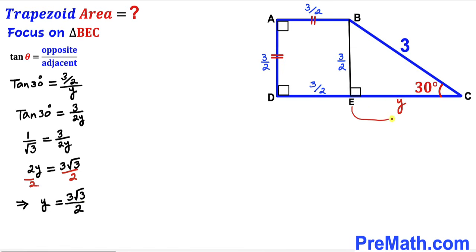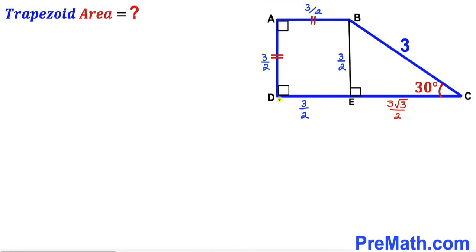So this y value, which is our EC length, is 3 times square root of 3 divided by 2. Our DE segment length is 3 divided by 2, whereas our EC segment length is 3 times square root of 3 divided by 2. So our whole CD length is going to be equal to the sum of these two individual lengths. I can write down 3 divided by 2 plus 3 times square root of 3 all over 2.